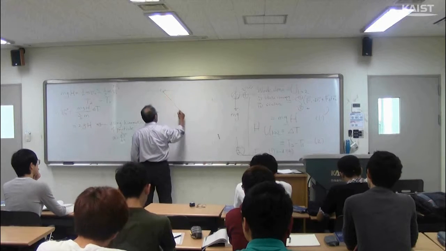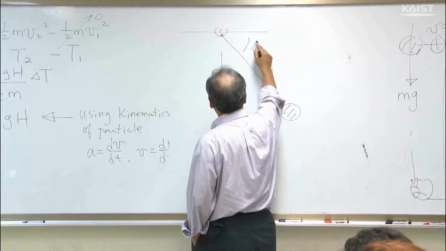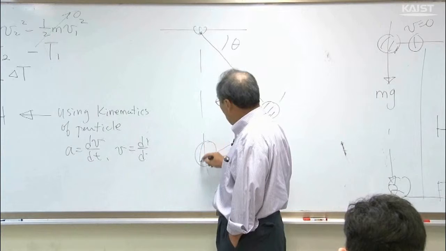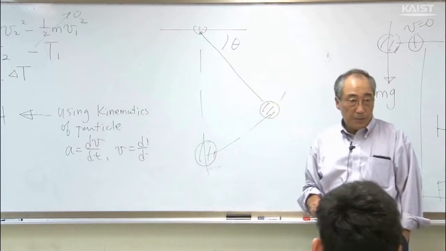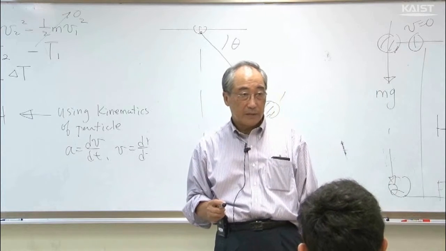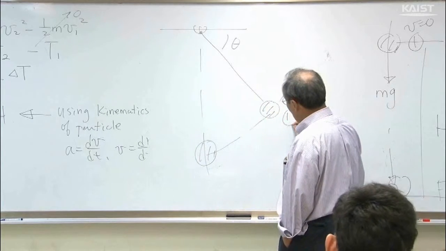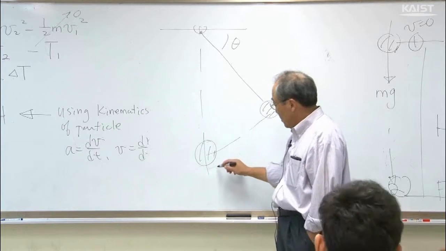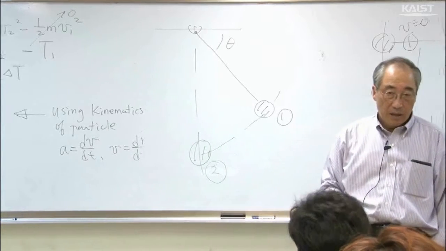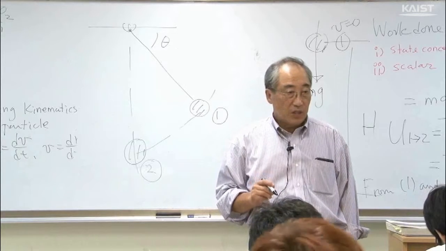Here is a pendulum. Say this is theta. And I want to know the velocity of this pendulum when it passes theta equal pi over 2, or 90 degrees. Then it means from this stage 1 to stage 2, the problem asked us to find the velocity at stage 2.